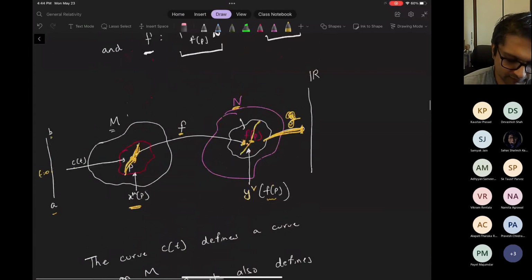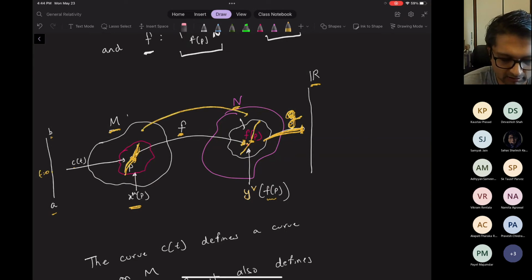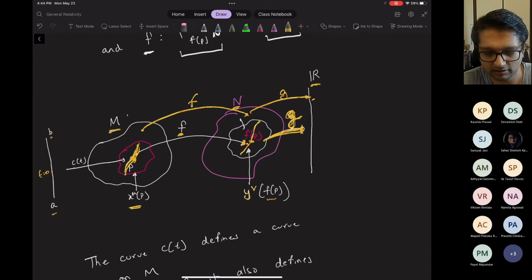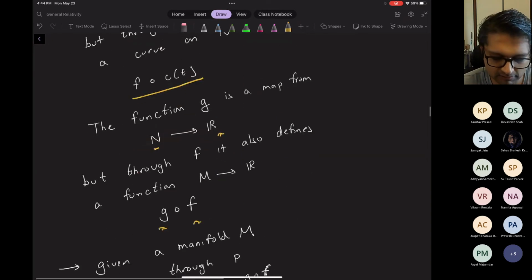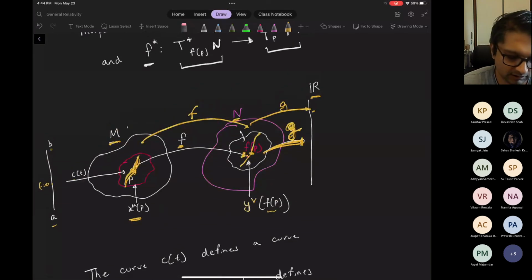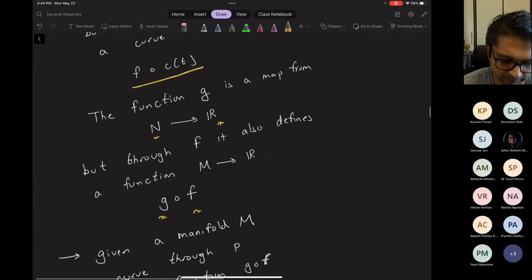Through this function F, this smooth function g also defines a smooth function from M to real numbers. For every point on M, this function F will take me to a point on N, and this point on N through g will take me to a point on R. Since F and g are both smooth, g circle F will also be smooth. First I act with F, it takes me to some point in N, then I act with g, it takes me to some point in R. So that is g circle F, a smooth function on M.